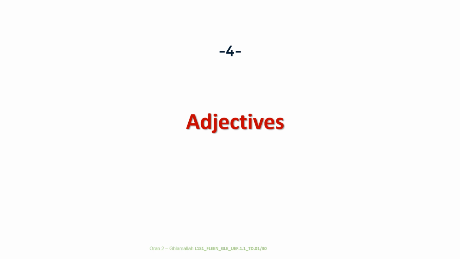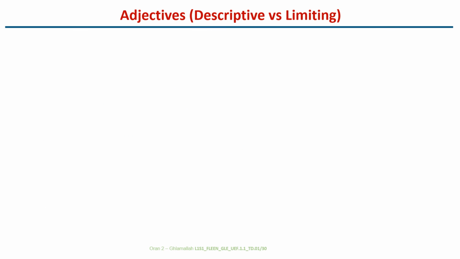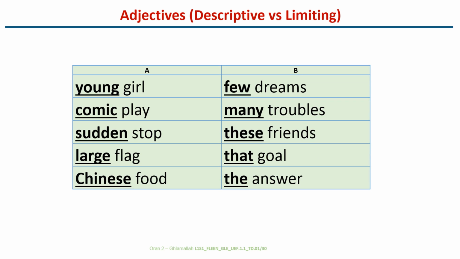Adjectives. An adjective is a word that modifies a noun or a pronoun by limiting its meaning. Please look carefully at the following examples of adjectives. Young girl, comic play, sudden stop, large flag, Chinese food, few dreams, many troubles, these friends, that goal, the answer.